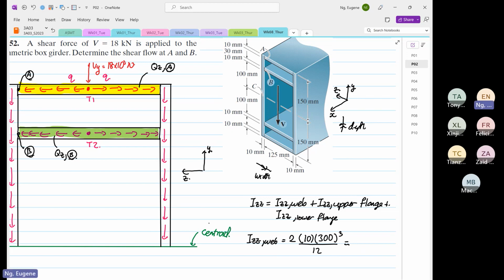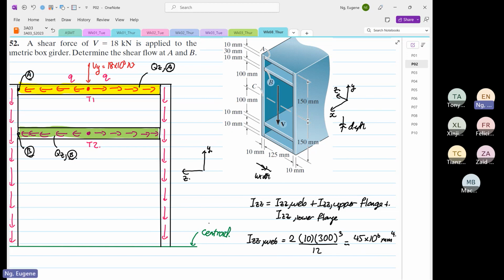So first set is 300 power 3 times by 10 times 2 divided by 12. It's going to be 45 times 10 to the power 6 millimeter to the power 4. Okay, let me do it again. 300 power 3 times 10 times 2 divided by 12.